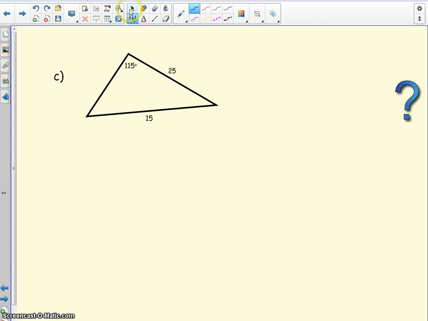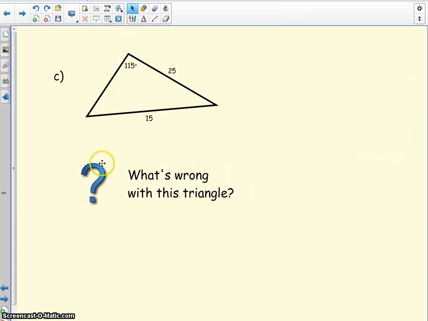Now, one thing I want to ask you for this, once you take a look at the dimensions here, is what's wrong with this triangle? Okay, is there a reason why we have an issue with it? And hopefully you recognize here that the issue is with the fact that the 115-degree angle is across from the side length of 15. Now the problem with that is we have a side length that's larger, which is 25.